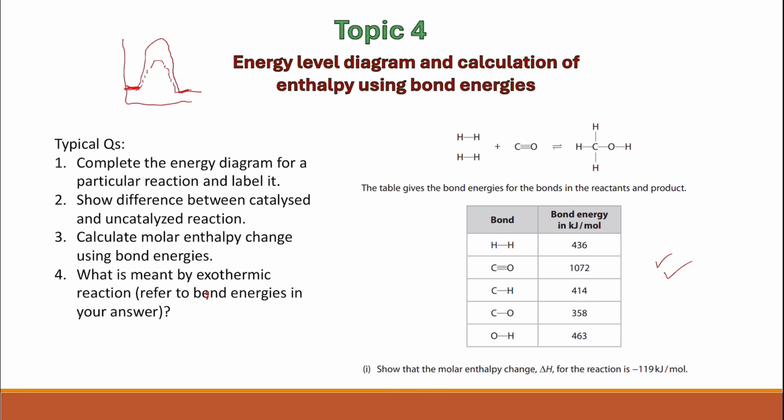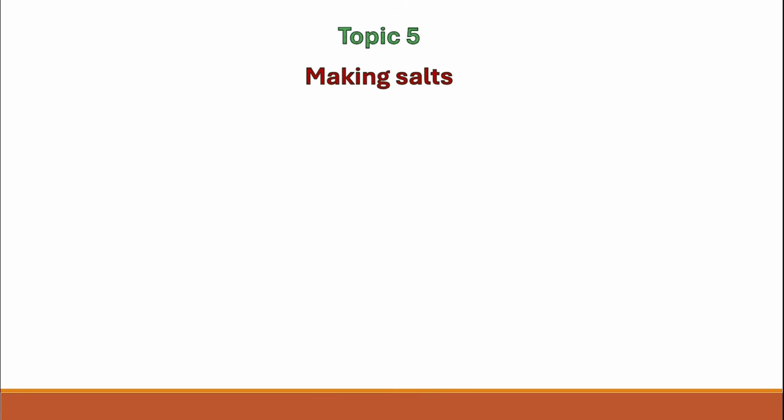So you have to refer to the fact that if it's an exothermic reaction, the energy released when the bonds in the products are formed is more than the energy taken in to break all the bonds in the reactants. So this is the exothermic, and the endothermic will be the opposite.